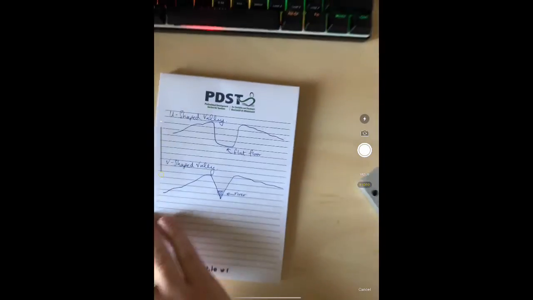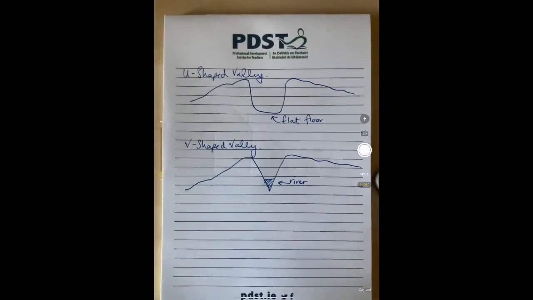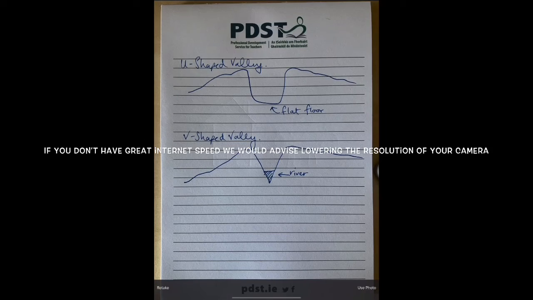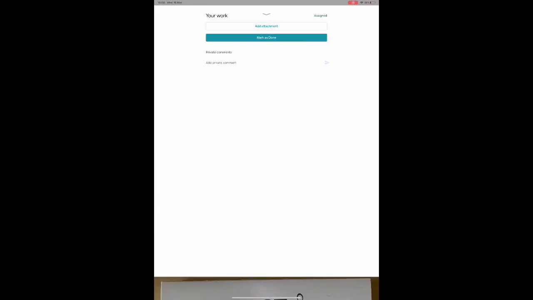So once we're in our camera, we can line up our sheet as best we can. You can see my terrible drawing, and click the photograph. And I'm happy with that. I'm going to use the photograph.